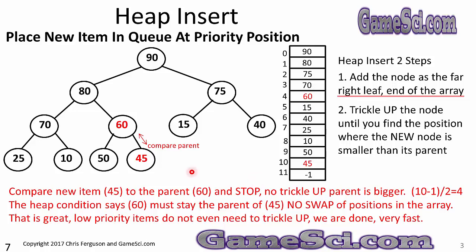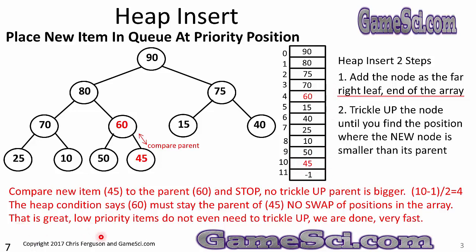What did I just do here? 45 is the new item. I need to check the parent 60. How do I check the parent 60? 45 is in position 10. 10 minus 1 divided by 2 is 4. I need to compare this 45 here to that 60, its parent, in slot 4.